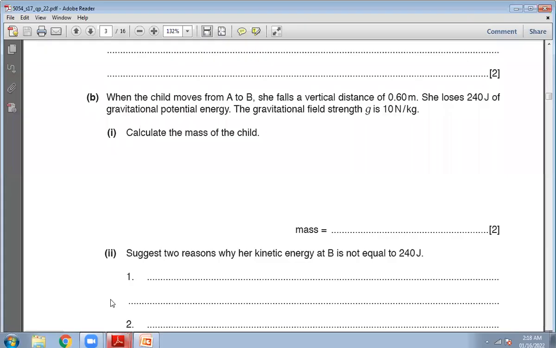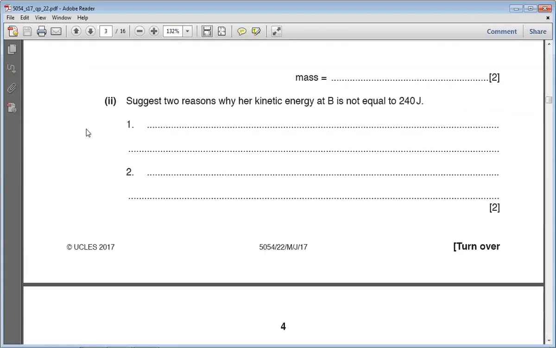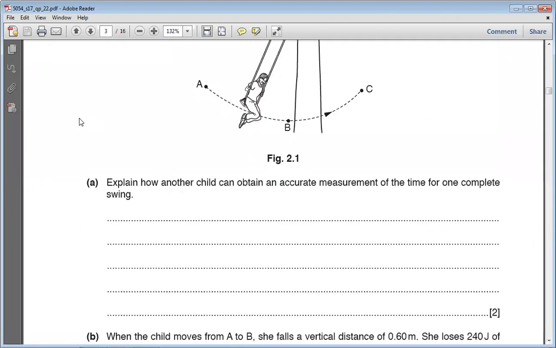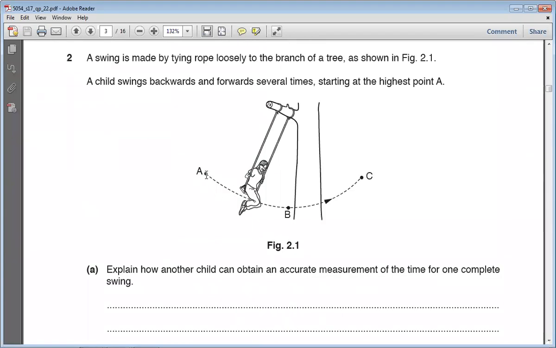Okay, so suggest 2 reasons why her kinetic energy at B is not equal to 240 joules. The potential energy she has lost when she reaches B, all the potential energy which she has at the point A, is not converted into kinetic energy.